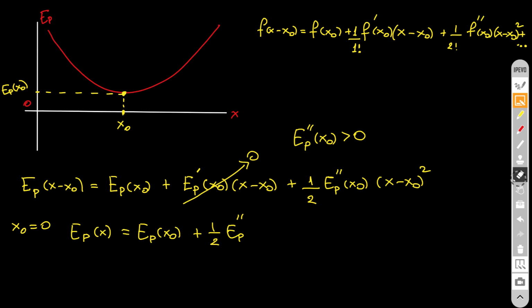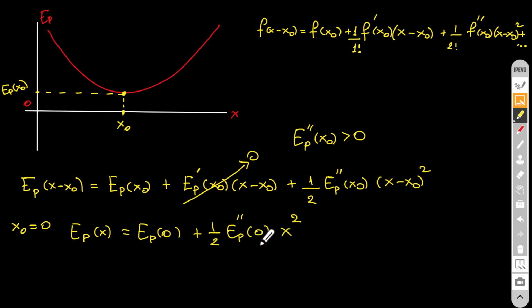Okay, so I said I was going to make x naught 0. So this one is going to be 0: EP, the second derivative of the potential energy at 0, times x squared. Now, as I mentioned before, I know that this is going to be a positive number based on the shape of the potential energy graph. Now, we have here an expression 1/2 times a number times x squared.